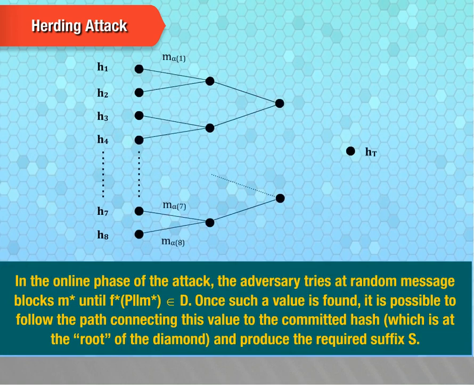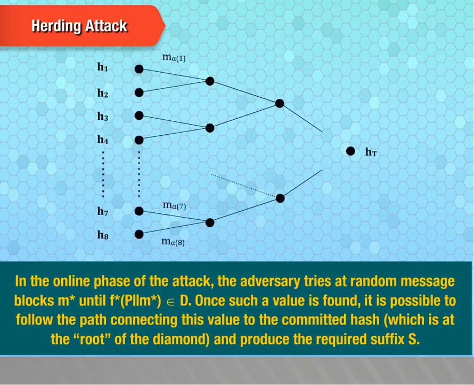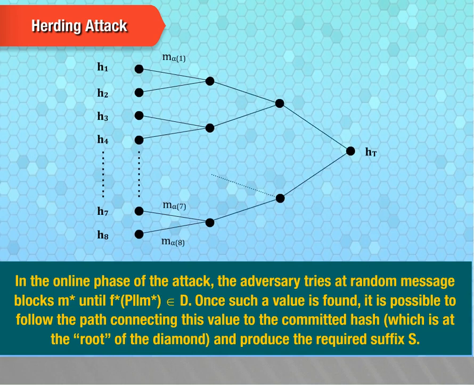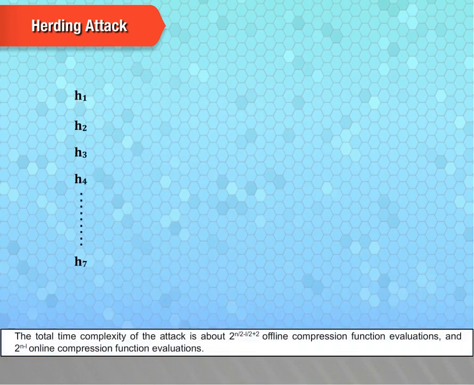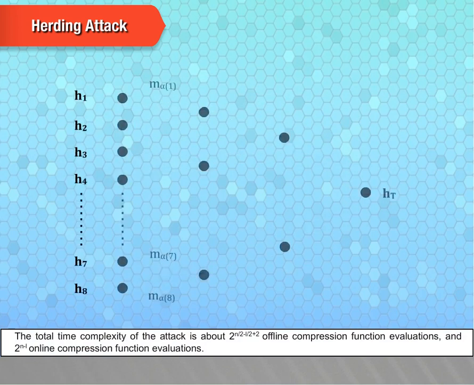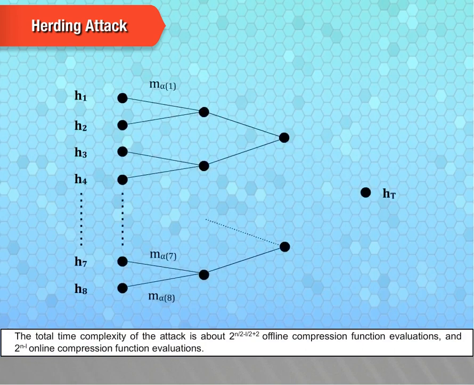In the online phase of the attack, the adversary tries random message blocks m_link until f(h_p || m_link) belongs to D. Once such a value is found, it is possible to follow the path connecting this value to the committed hash, which is at the root of the diamond, and produce the suffix S. The total time complexity of the attack is about 2^(n/2-L/2+2) offline compression function evaluations and 2^(n-L) online compression function evaluations.